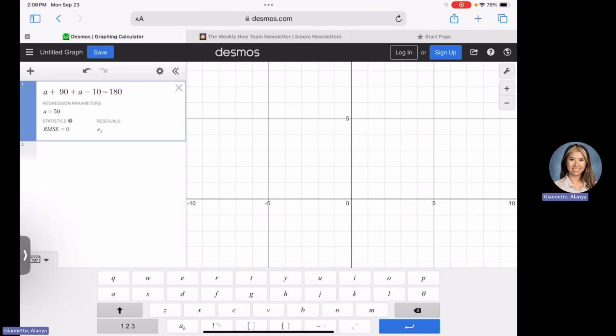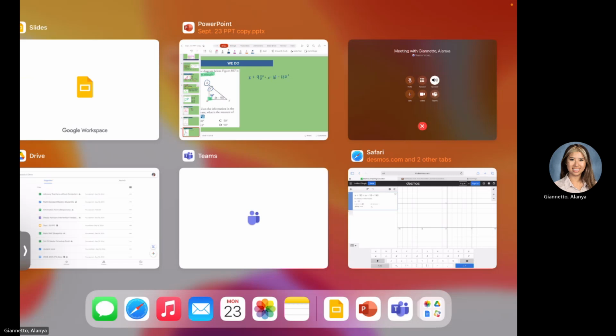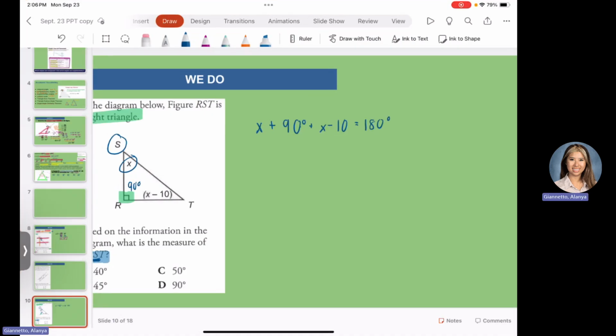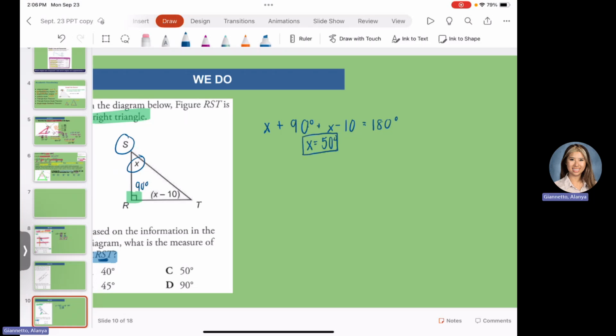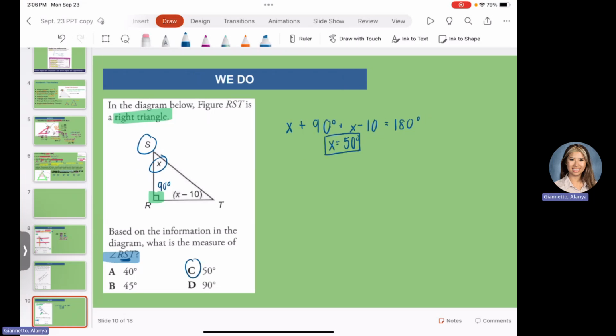Okay, so we can see that a, or in our case x, is going to be equal to 50 degrees, right? So we have x is equal to 50 degrees. And then, of course, in our answer choice, 50 is letter C.